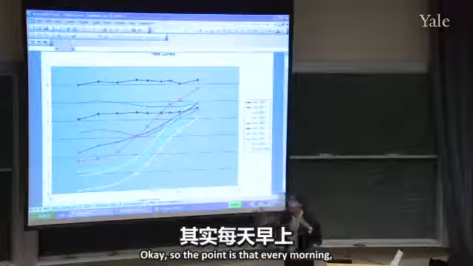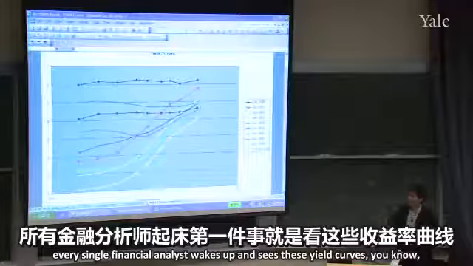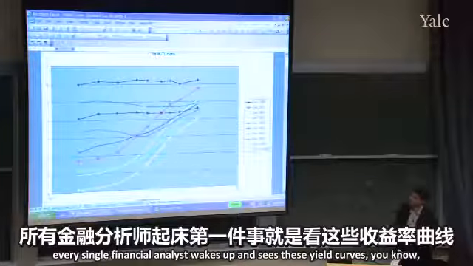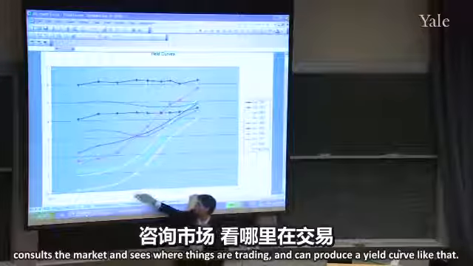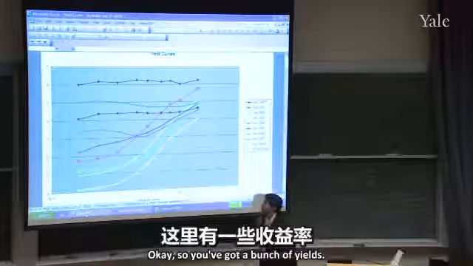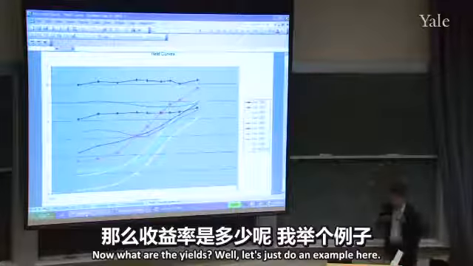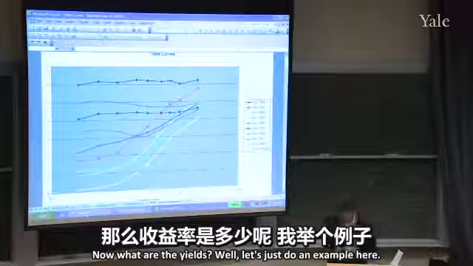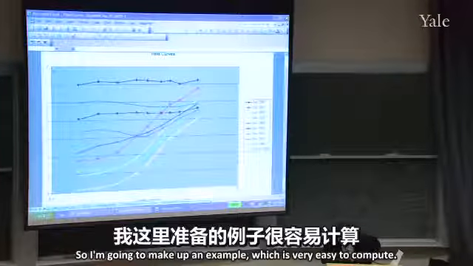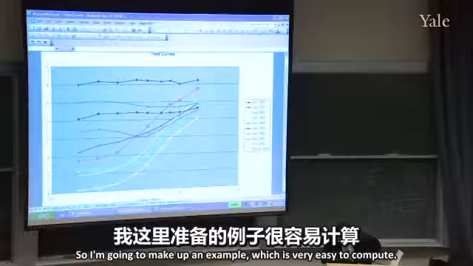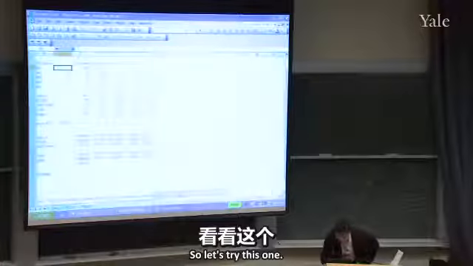Every single financial analyst wakes up every morning and sees these yield curves, consults the market and sees where things are trading, and can produce a yield curve like that. So you've got a bunch of yields. Now, what are the yields? Well, let's do an example here. I'm going to make up an example which is very easy to compute.